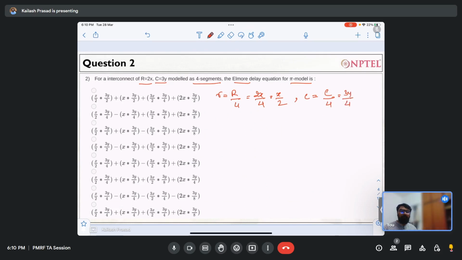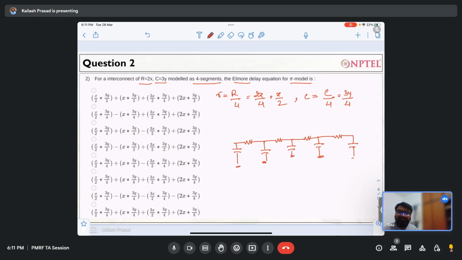Okay, now we have to divide this entire interconnect into 4 segments, but you have to follow the pi model. So when we talk about the pi model, it is like this. There are actually 4 resistance components in which it is divided, right? So that is similar to your L model. However, when we see the number of capacitances, it is actually 5. Okay, so every capacitance is grounded.